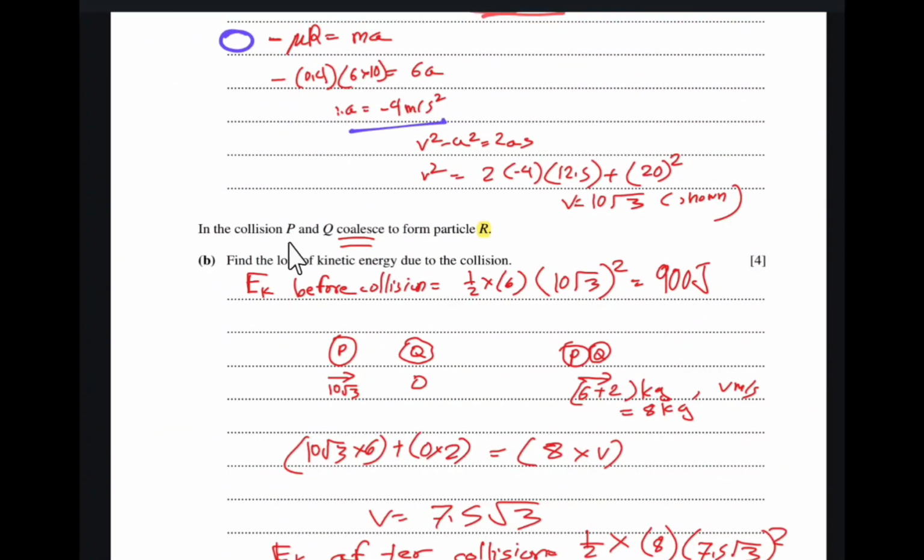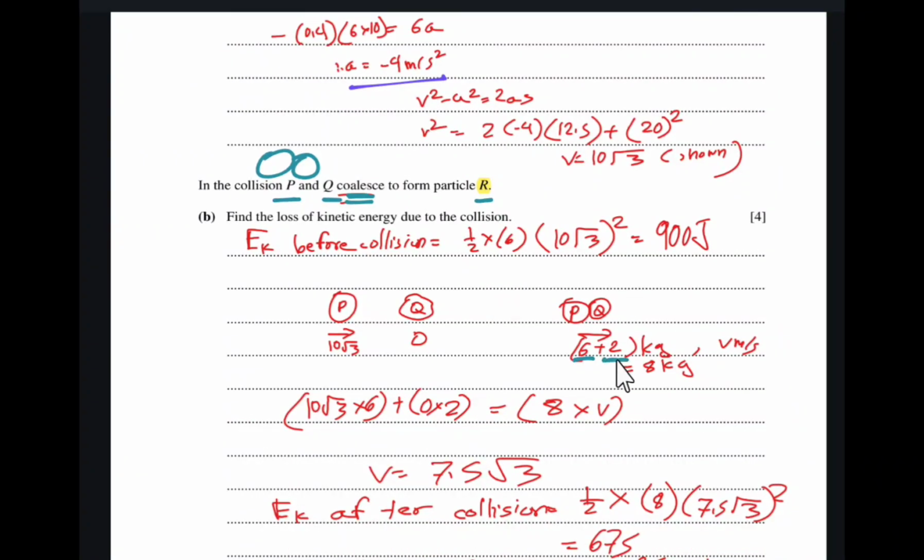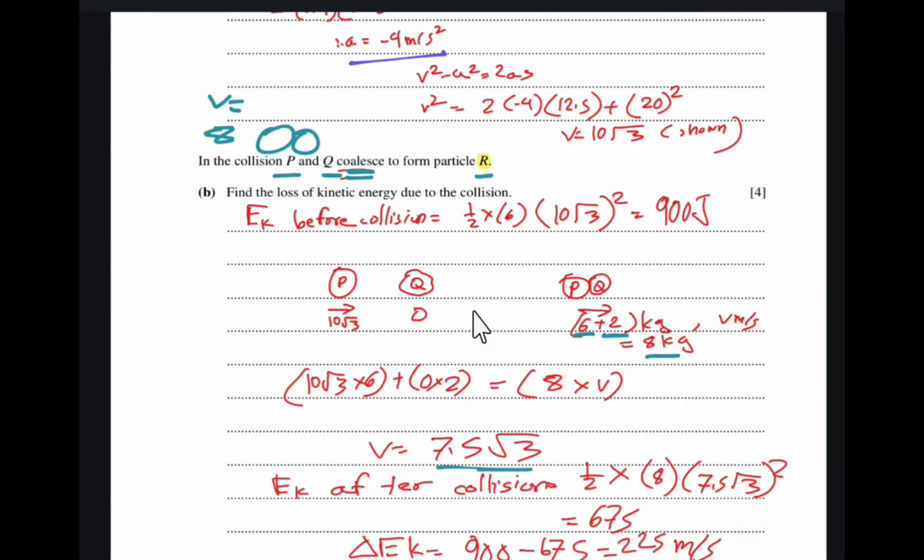So as we know, particles P and Q coalesce, that means stick together to form particle R. P has a mass of 6, Q has a mass of 2. So in total, particle R has a mass of 8, that is the total mass, and the total speed v, that we have calculated, is 7.5 root 3 meters per second.